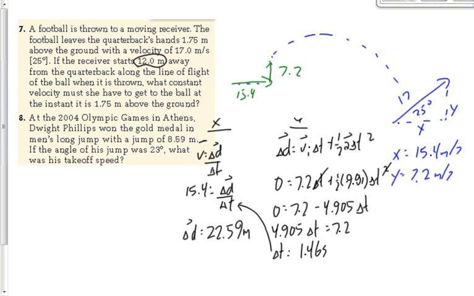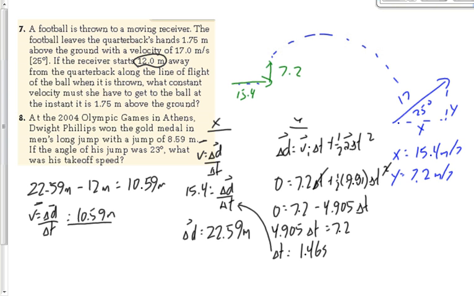Now, Sam, what am I going to do with that? That's not what I wanted to find. I wanted to find out how fast the receiver had to run to catch the ball. So what am I going to do with the distance the ball went? Good. If the ball goes this far, 22.59 meters, and the receiver starts 12 meters away, then the receiver has to run 10.59 meters, right? And the receiver has to run 10.59 meters in a time of 1.46 seconds, right? That's how long the ball's in the air.